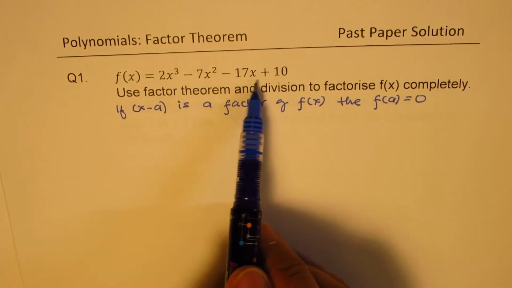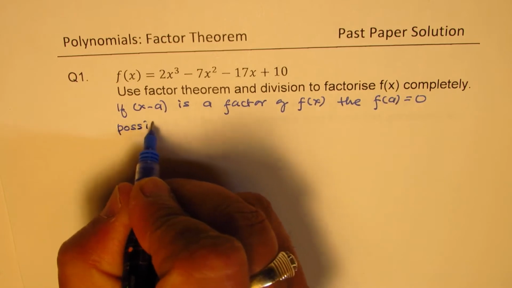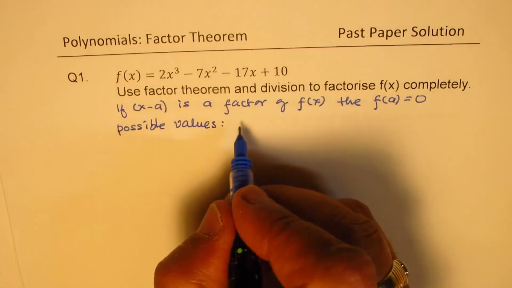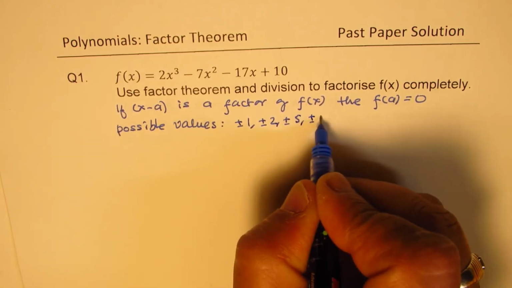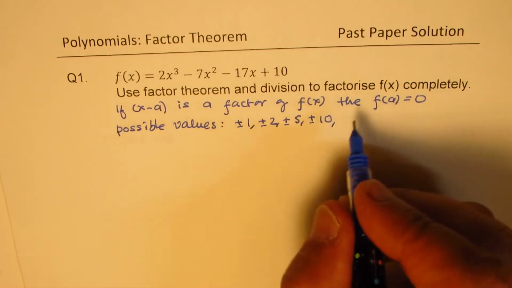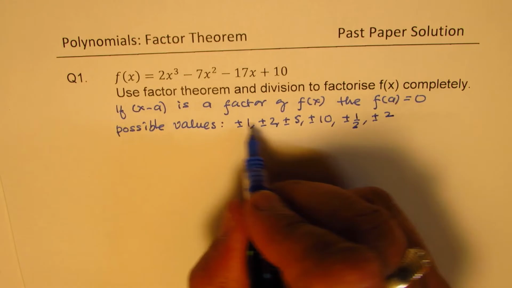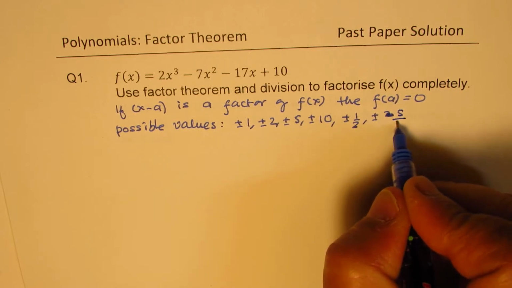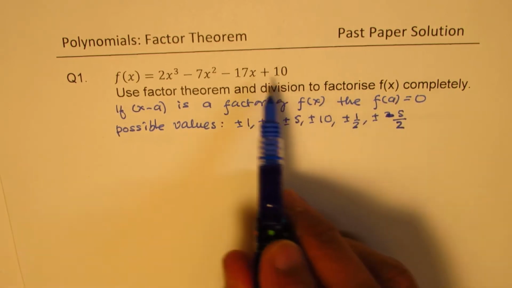factors of 10 and factors of 10 divided by 2, right? So possible values, let me write down here. So the possible values will be all factors of 10, that is to say plus minus 1, plus minus 2, plus minus 5, and plus minus 10. And also factors of 10 divided by 2, right? So that means plus minus half, plus minus 2 by 2, if I do, I get 1. I can say 5 by 2 or 2.5 I could have written, right? So these are other possible factors which we need to try.